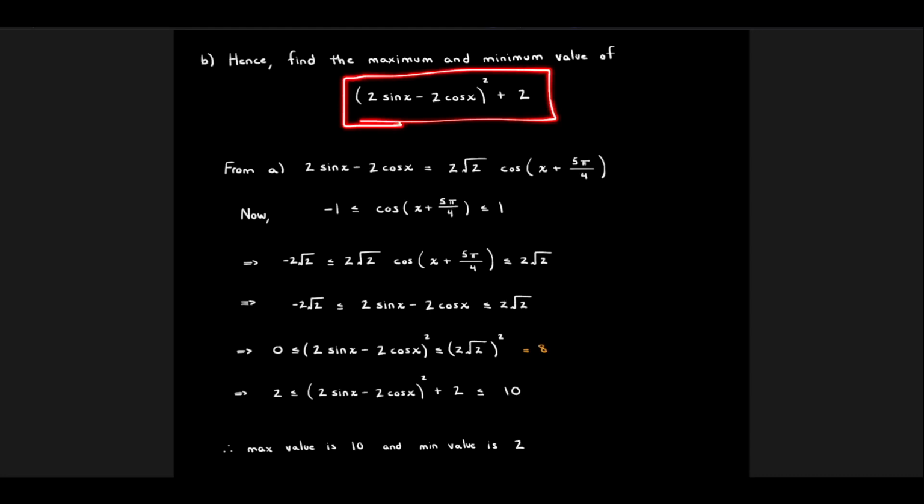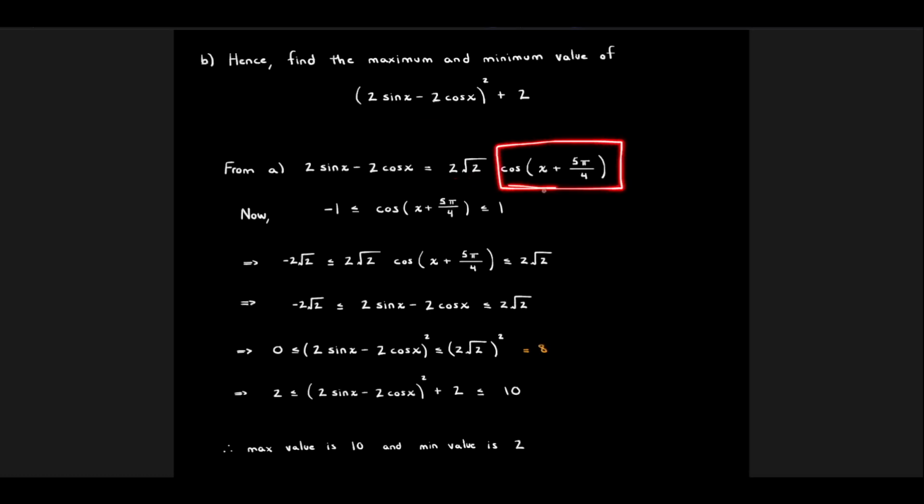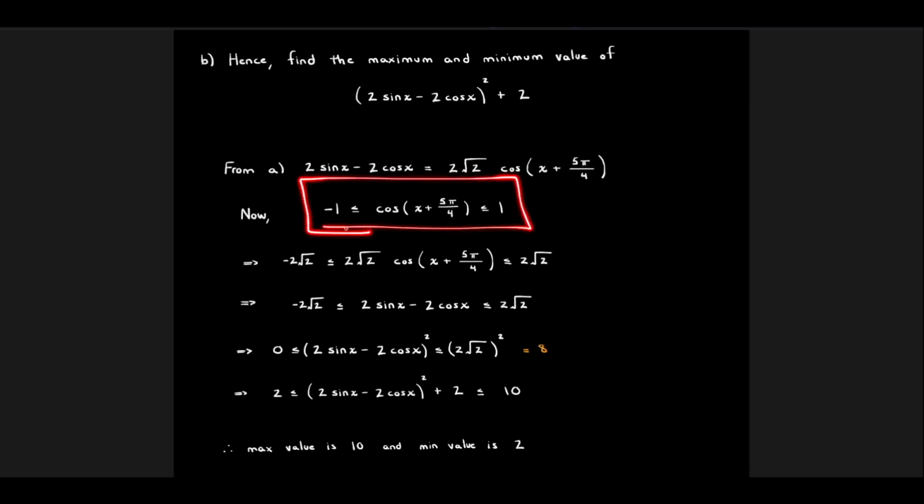So from part A, we know that this inside part is equivalent to 2 square root 2 cosine of this thing. And why is that helpful? It's helpful because we know that cosine of anything is between negative 1 and 1. So that means this entire thing should be between 2 square root 2 and negative 2 square root 2, right? So if we know cosine is between negative 1 and 1, we multiply through in the inequality by this k value, and we see that this expression is between negative square root 2 and square root 2.